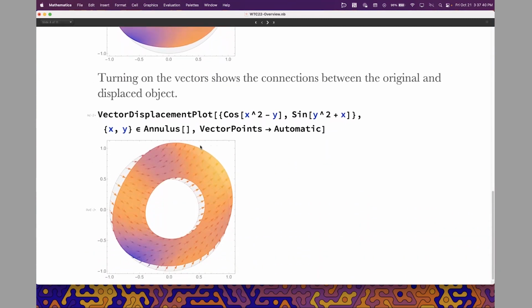And we can turn on, if we set vector points to automatic, this is going to show basically the vector plot corresponding to this. And so we see the arrows that correspond to the deformation all over that region that we're looking at.